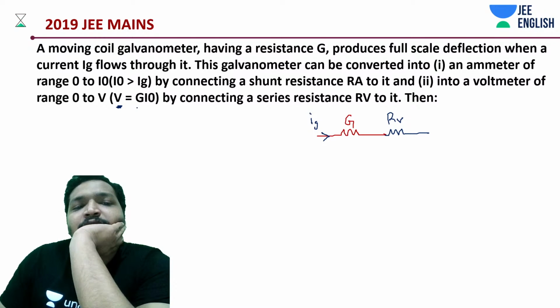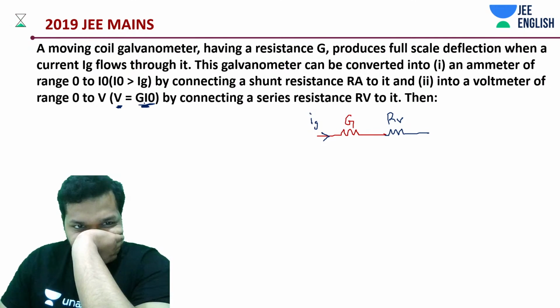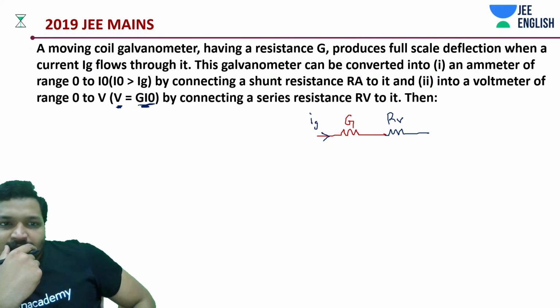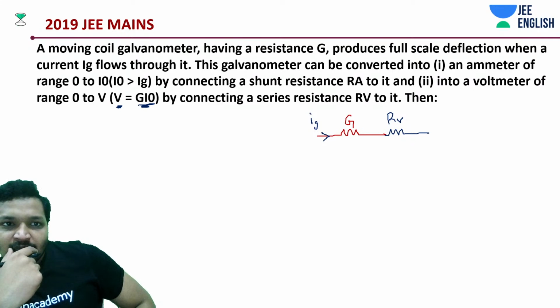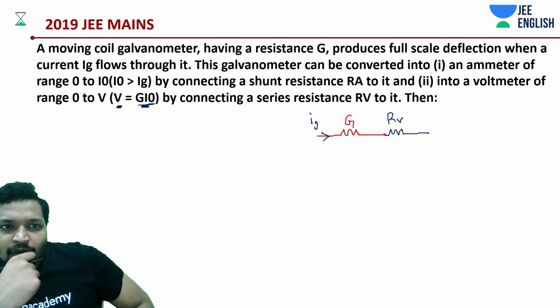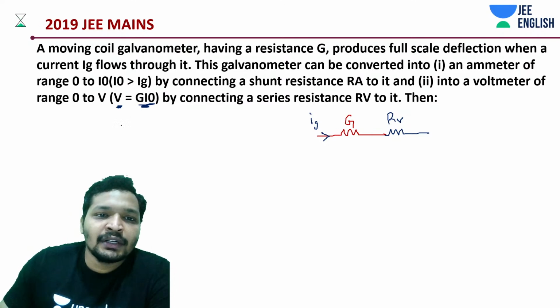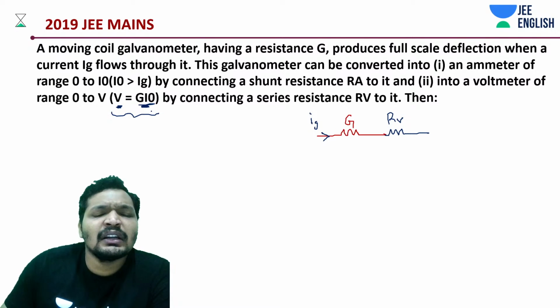G I naught. Okay, this is a galvanometer with a potentiometer. Let me have a look at it quickly. A moving coil galvanometer produces a full scale deflection when IG current flows through it. The galvanometer can be converted into an ammeter of I naught by connecting a shunt resistance RA, and into a voltmeter of G into I naught. Okay, it's a very simple question then. So it can be converted into a G into I naught voltmeter.